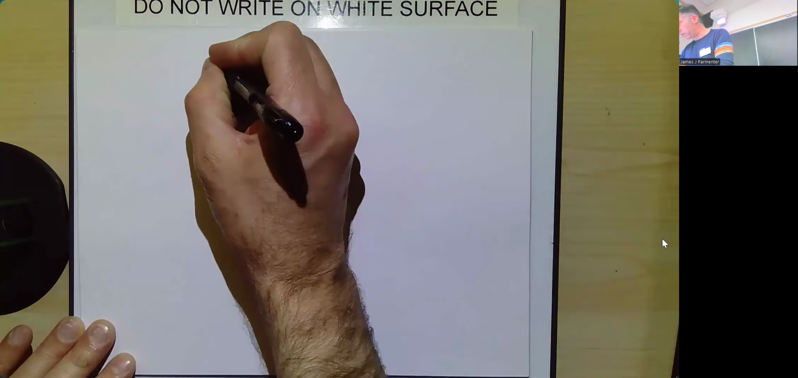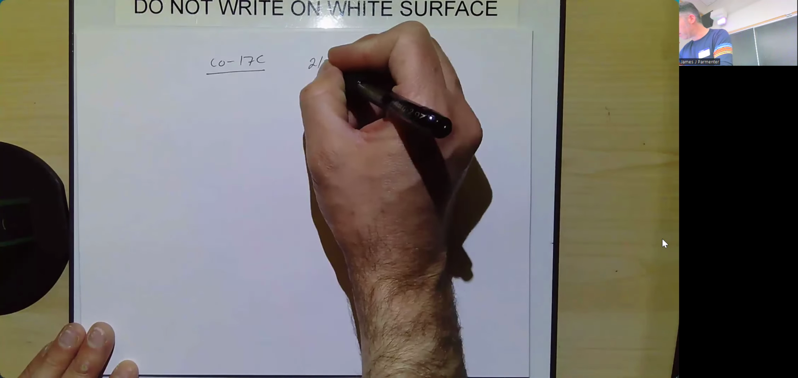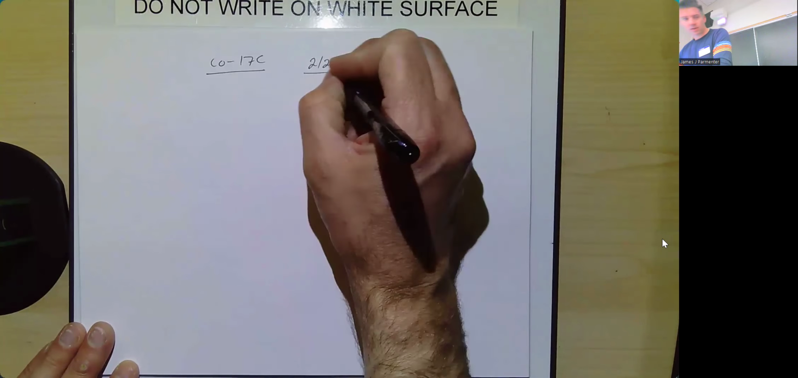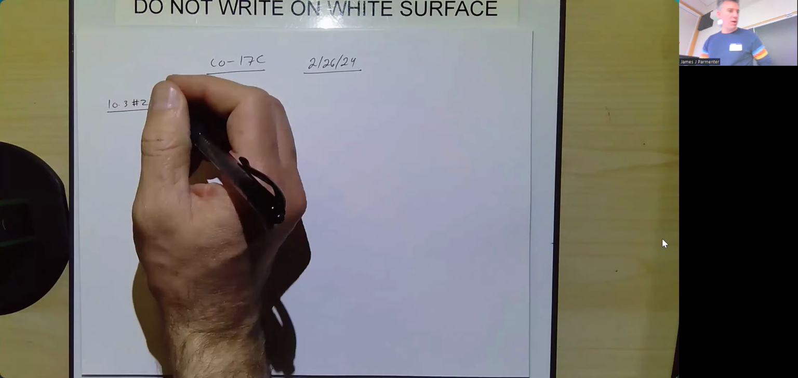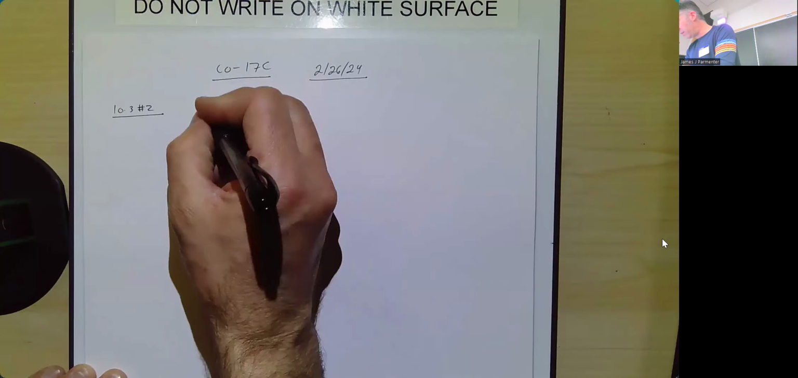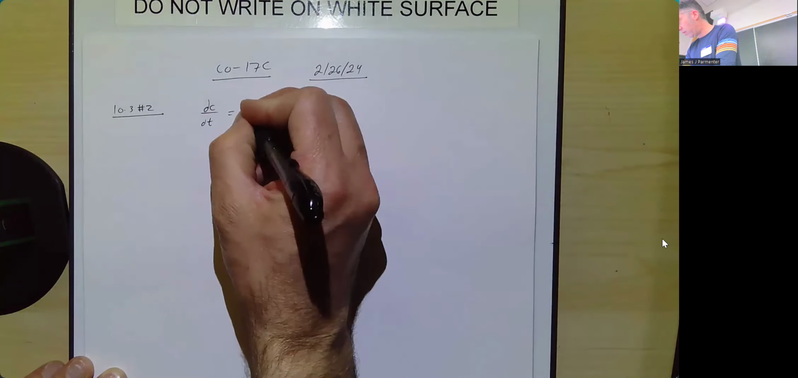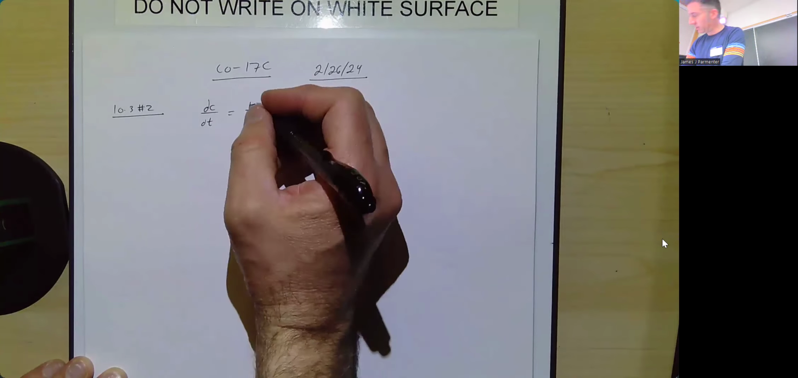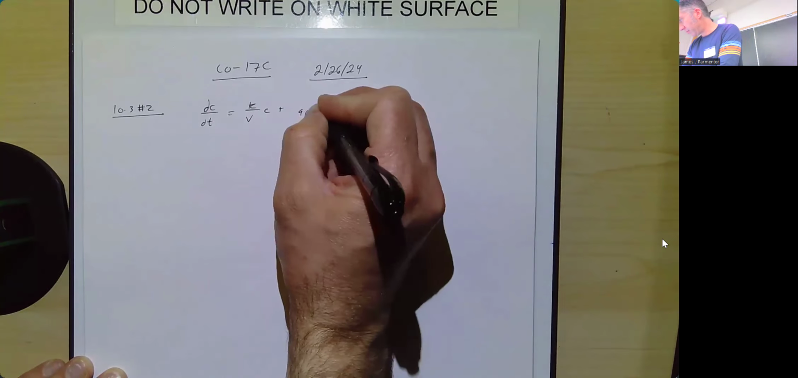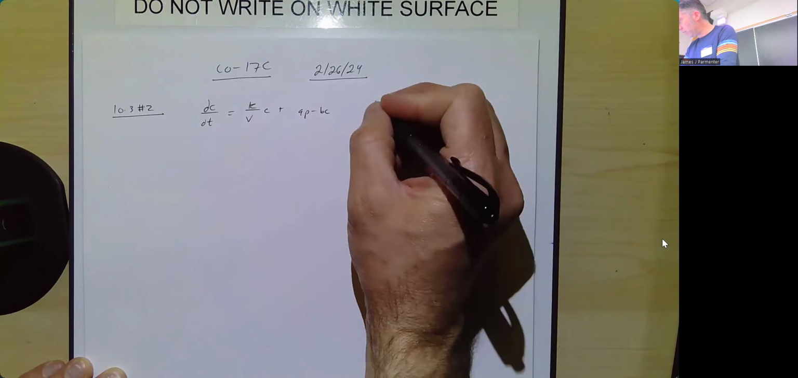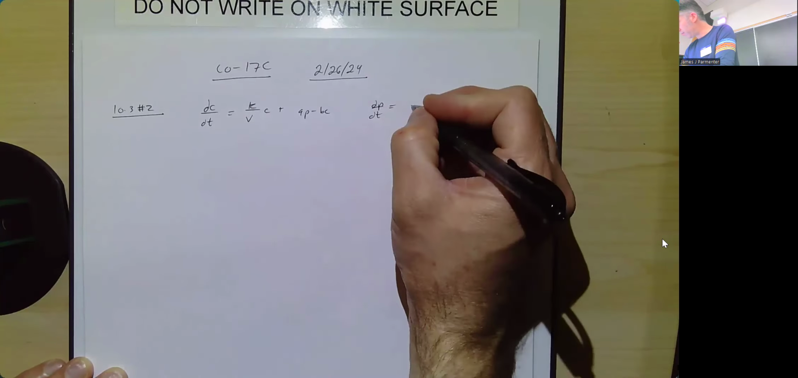This is Co-17C. Today is February 26th. This is product section 10.3, number 2. So we're given these following differential equations. Now, they give us this setup, but really I shouldn't even write this down. You might not want to write this part down, although you certainly can if you want to. dC/dt equals K over V times C plus AP minus BC. And also dP/dt equals negative AP plus BC.